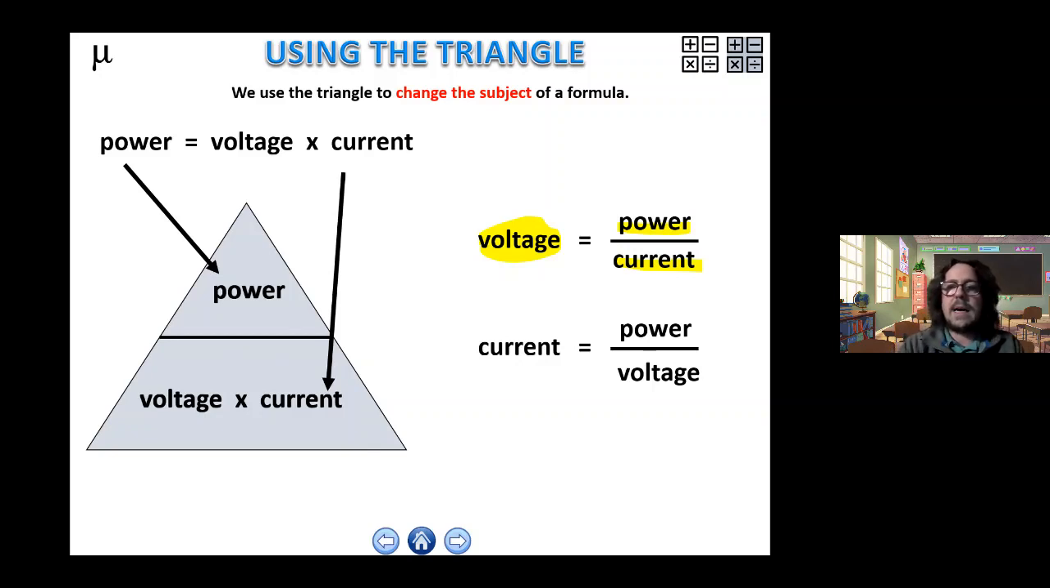Let's have a look at the next one, okay? So in the next example, if a question asked me to work out current, well, I look at current in the formula triangle, and that's going to be equal to power divided by voltage, which is what we got over here. That way now, I can construct any formula that I need from this triangle really easily, all right?